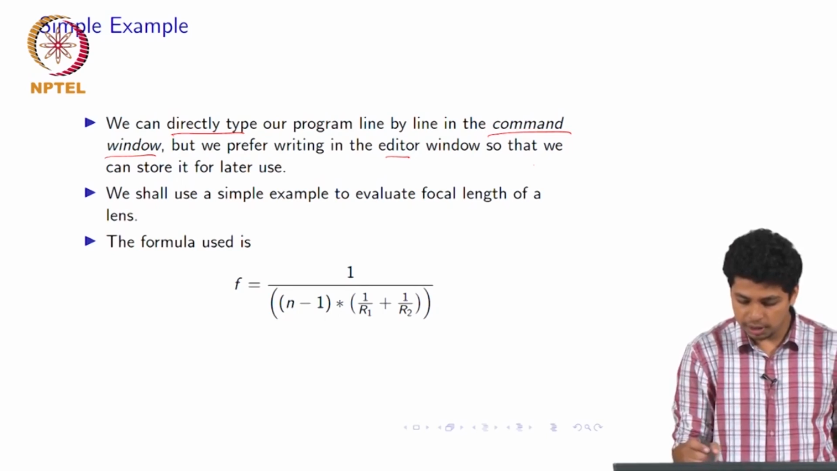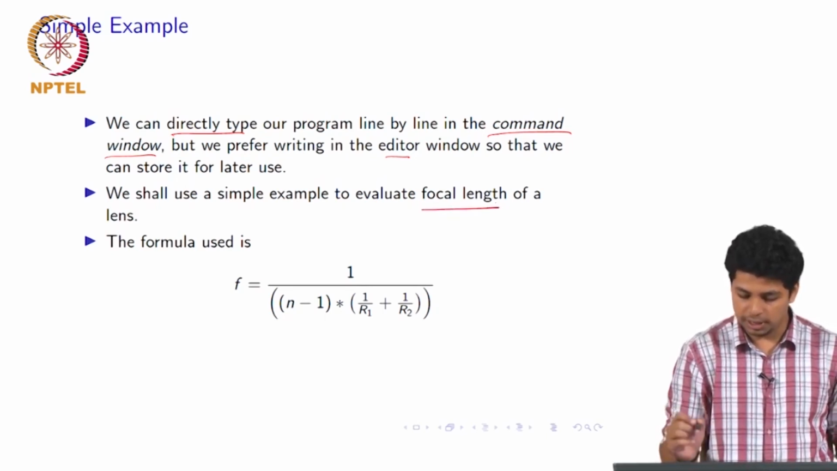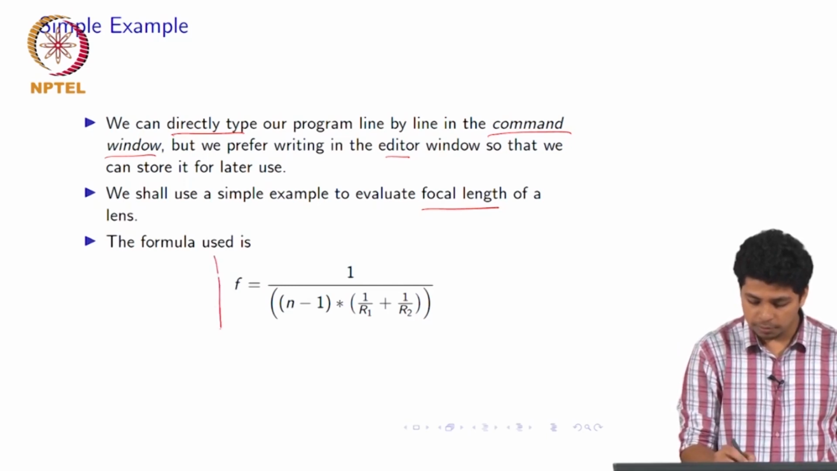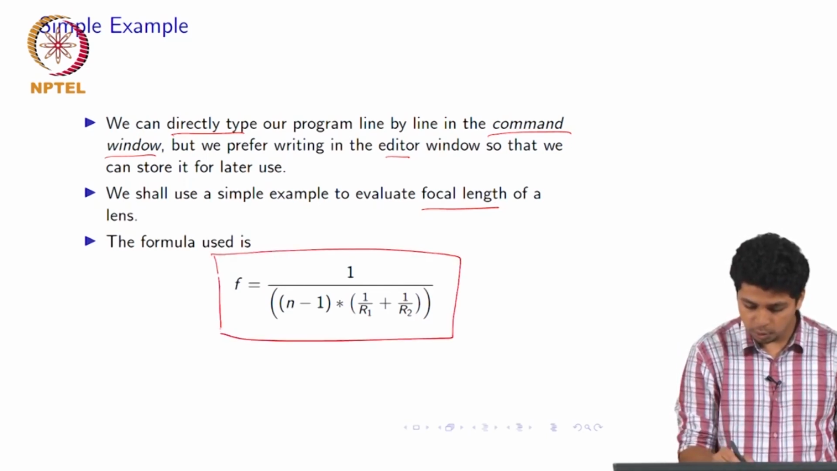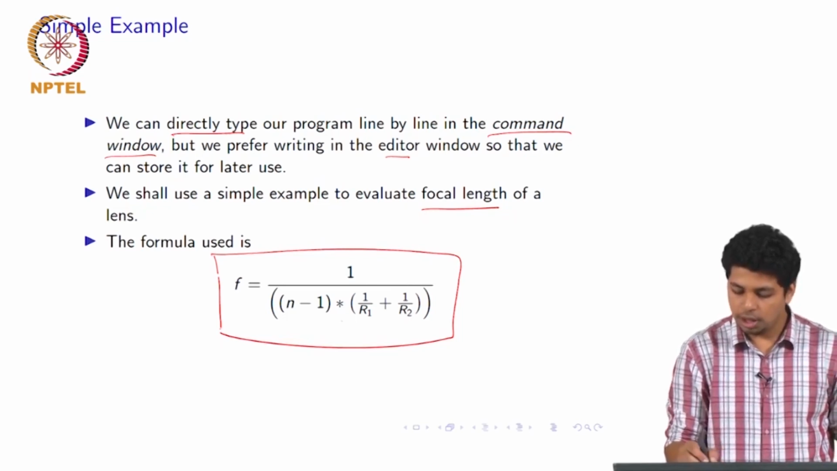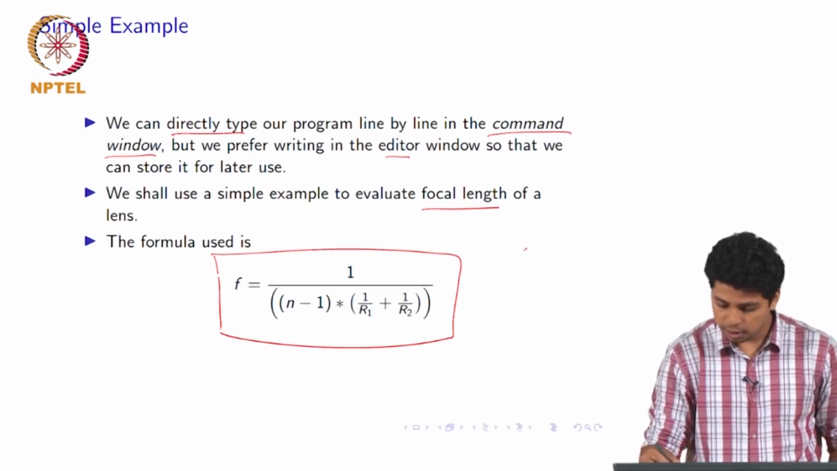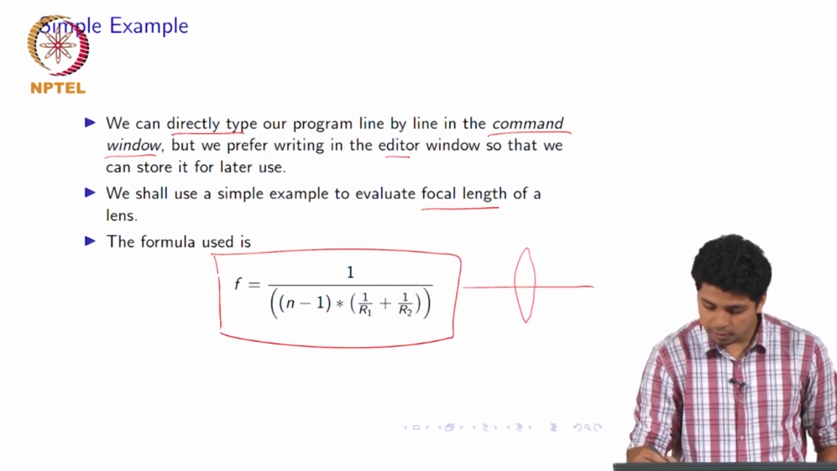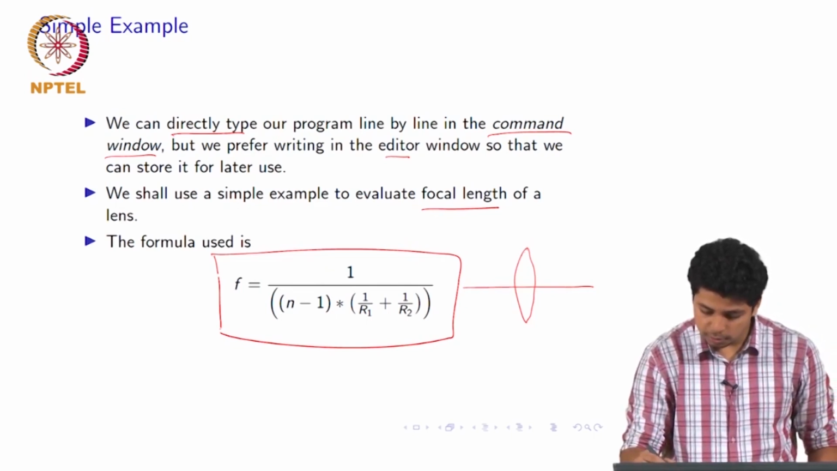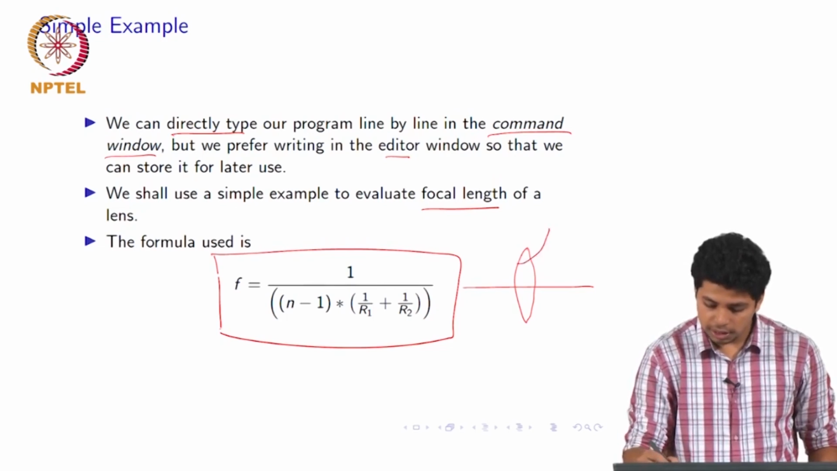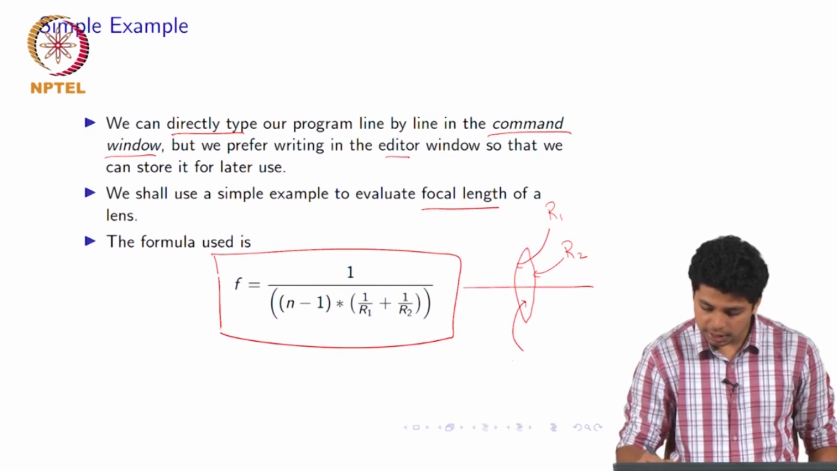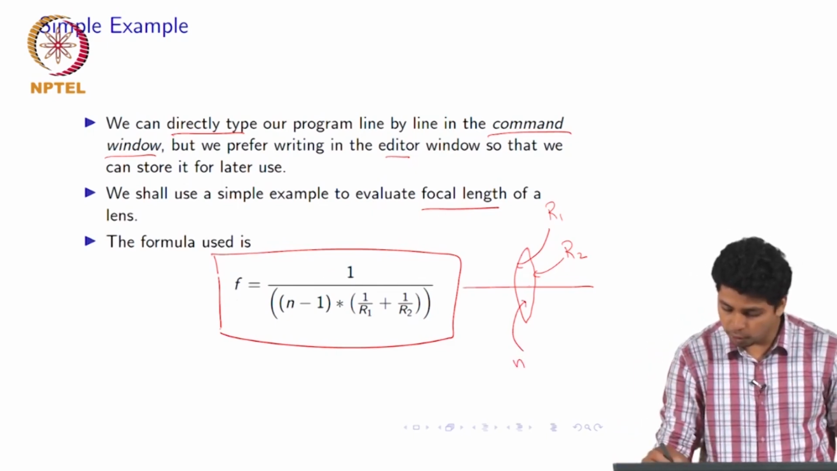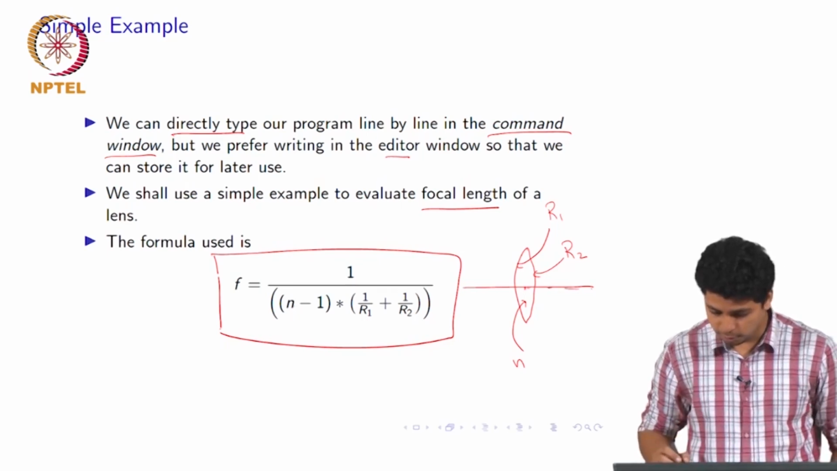Then we shall discuss a simple example to calculate the focal length of a lens. Now the formula that we use is this one: f is equal to 1 by, in first bracket, n minus 1 into 1 by r1 plus 1 by r2. If we have a lens like this, and this is the optical axis, then this is a thin lens, and we assume that both the surfaces are circular. Say this one has a radius of curvature r1, and this surface has a radius of curvature r2, and the refractive index of the material of the lens is n, then the focal length will be given by this formula.